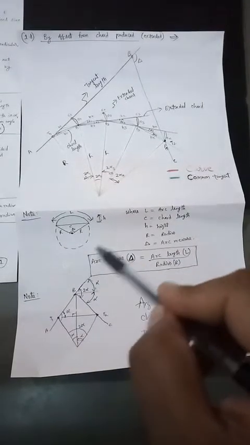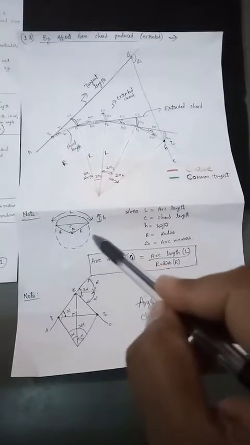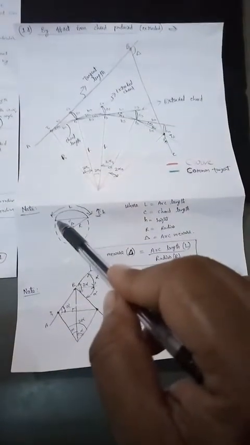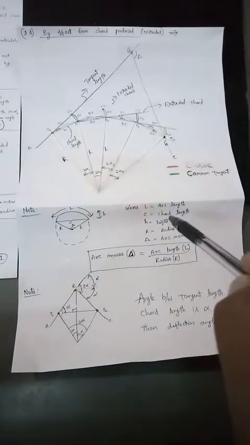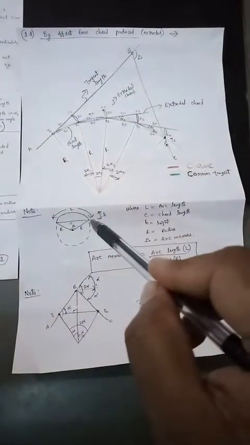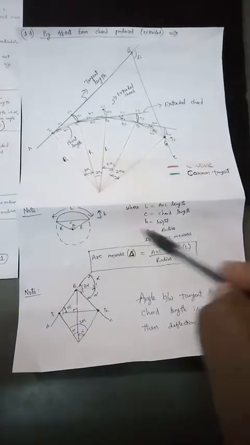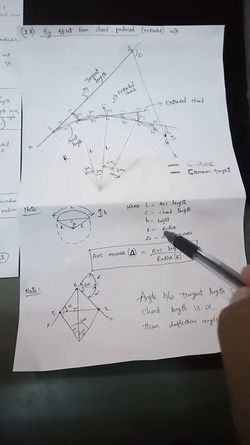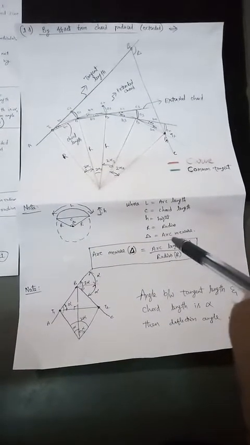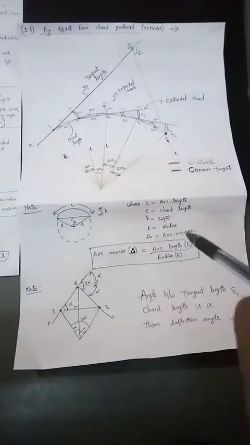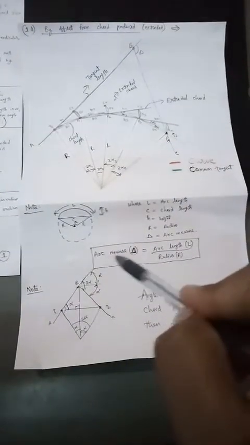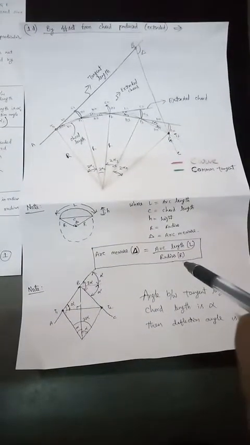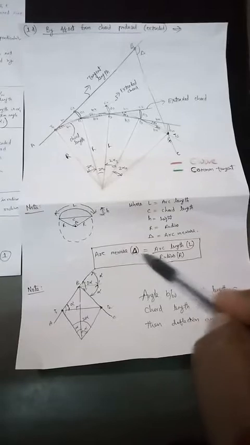So this is a circumference. So first note here, this is a circumference. Okay, the L indicates arc length. This straight line indicates chord length. This height H indicates height. R is the radius from the center of the circle. Next, delta indicates the arc measure. The formula of arc measure is delta equal to arc length by radius. So this is the formula of arc measure.